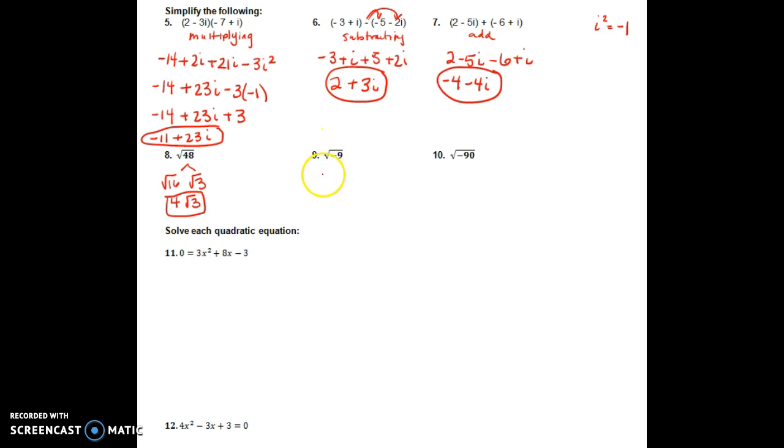Square root of negative 9. Square root of 9, and you actually pop an i out, and the square root of 9 is 3, so I get 3i. Same thing with the square root of negative 90. The first thing I would do is pop an i out. Then I'm going to break apart 90 into the square root of 9 and the square root of 10. There's still an i there, and I get 3 square root of 10 i. So that's how you do the simplifying standard for chapter 2.5.